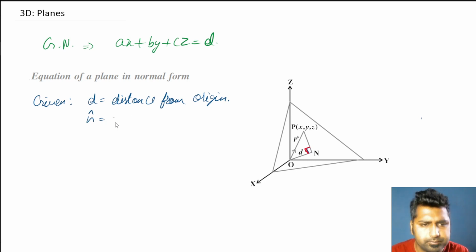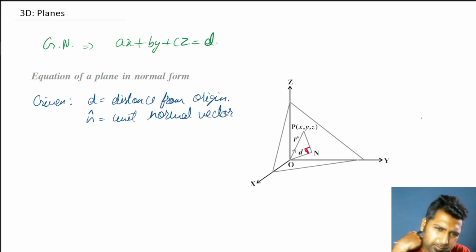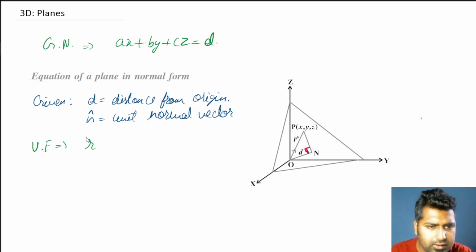What is n cap? See, n is the normal vector, n cap is the unit normal vector. Unit normal vectors are important. So the form goes like this. The vector form is r dot n cap is equal to d. A very simple form.